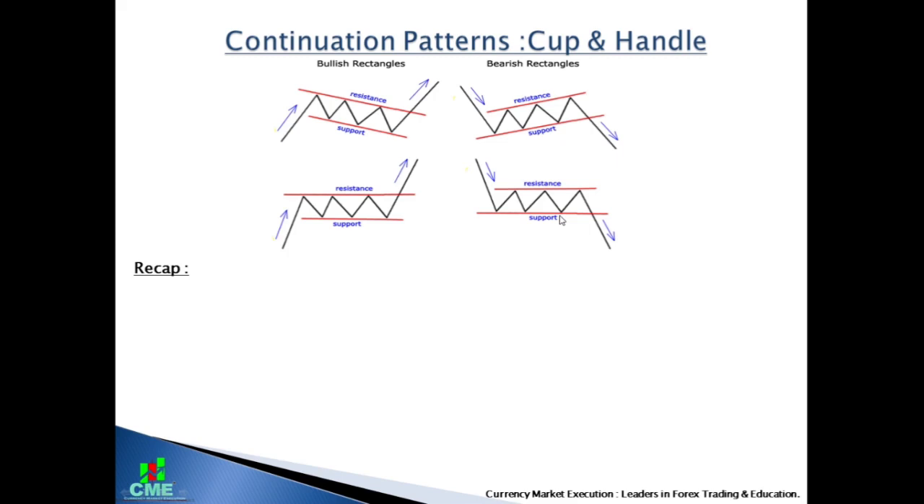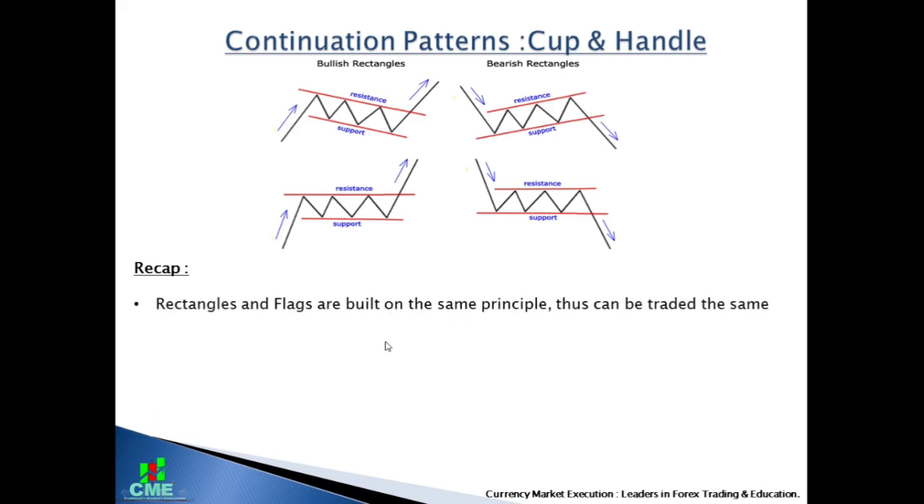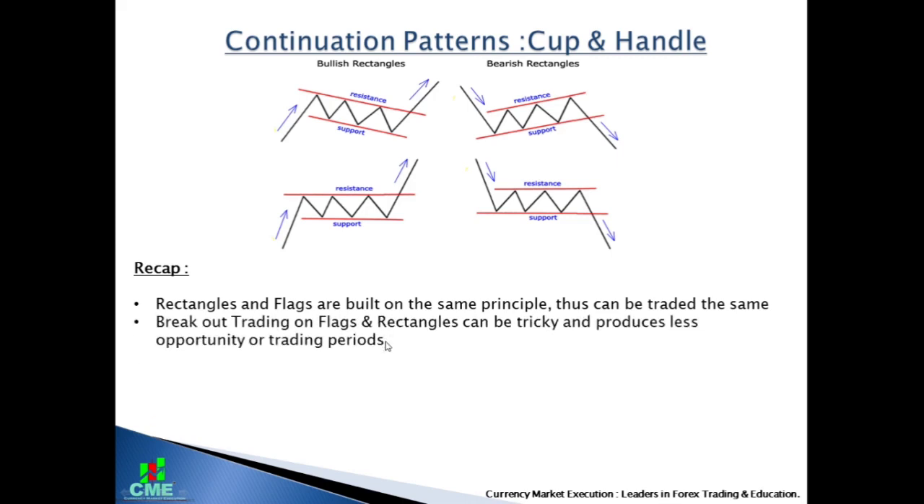So I'm not going to go in deep again about flags, and just remember we trade them exactly the same. So rectangles and flags are built on the same principle, thus can be traded the same. Breakout trading on flags and rectangles can be tricky and produces fewer opportunities or trading periods. As you see, 1, 2, 3. Okay, let's say this one we won't obviously trade. So 1, 2, 3, 4, 5, 6 opportunities, as opposed to here where you'll just be waiting for one. So that's what I mean.